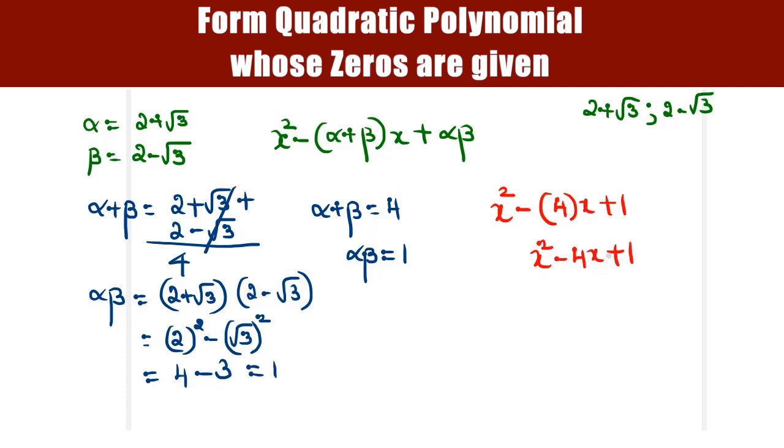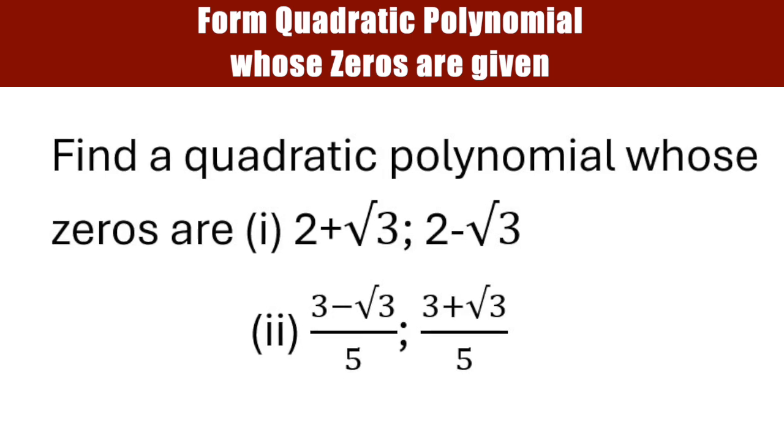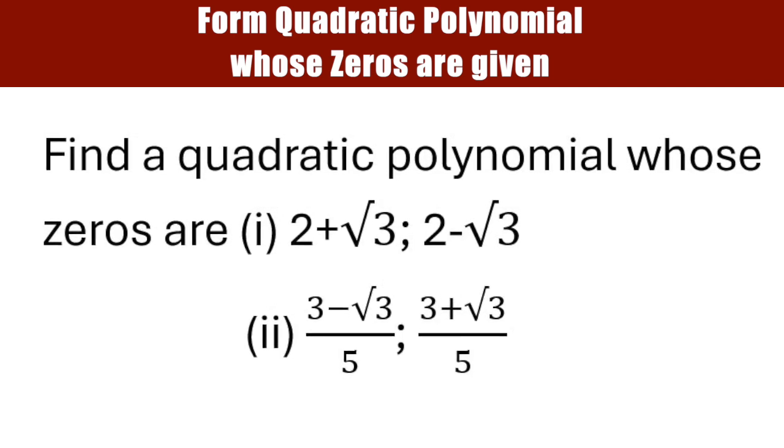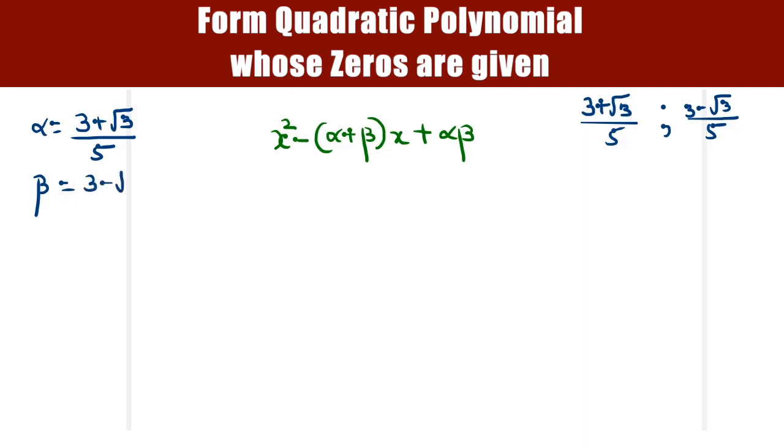We'll also take one more example to understand how to form a quadratic polynomial given irrational roots. Let us look at the zeros. It is (3 minus root 3) by 5 and (3 plus root 3) by 5. So let's mark one as alpha and one as beta. Alpha is equal to (3 plus root 3) by 5 and beta is going to be (3 minus root 3) by 5. You can pick any of the roots as alpha and the other as beta.